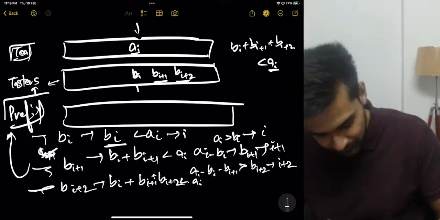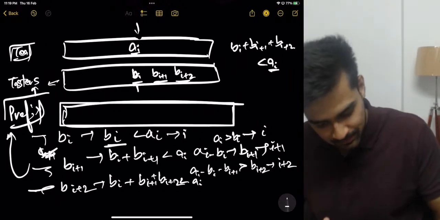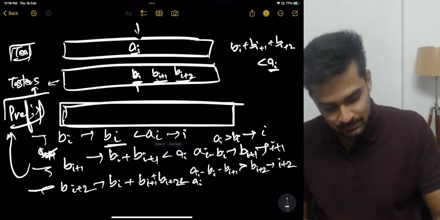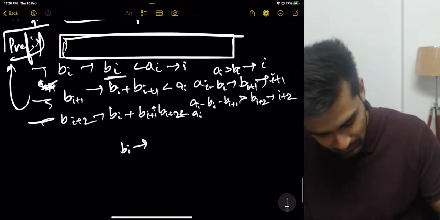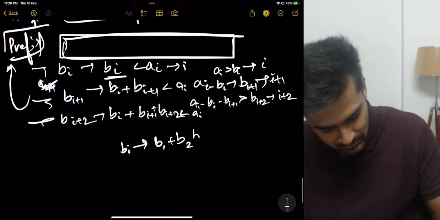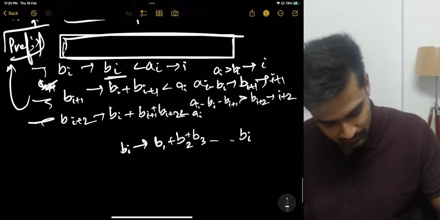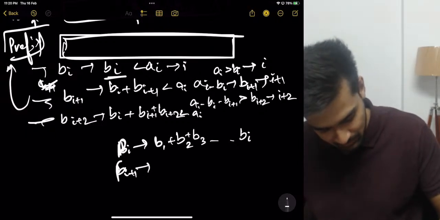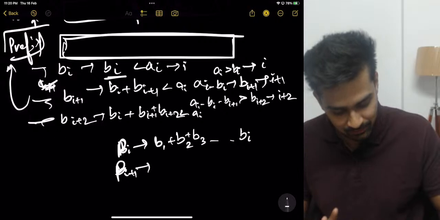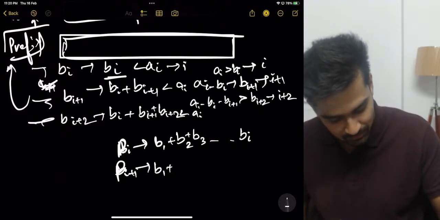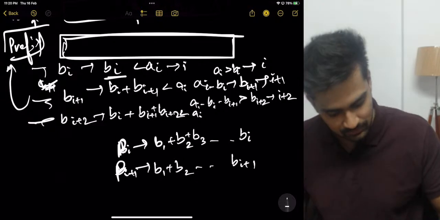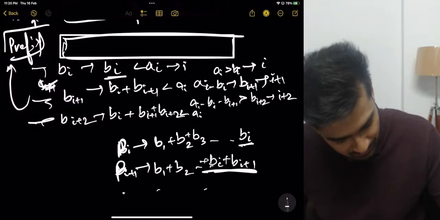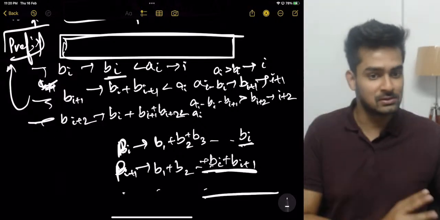But when we are finding the prefix array, b_i will be b_1 plus b_2 plus b_3 till b_i. Sorry, let's say this is p. p_1 is prefix 1. Prefix i+1 will be b_1 plus b_2 and so on till b_{i+1}, and so on. But we only needed b_{i+1}, b_{i+2} and so on.